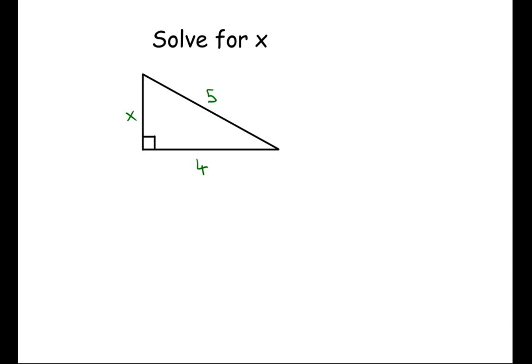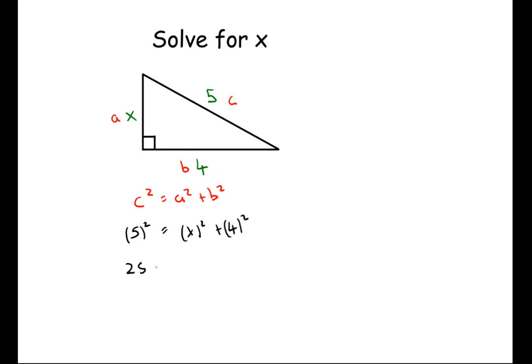Same for the second example. I'm given two sides in a right angle triangle, and I'm asked to find the length of the third side. I write down Pythagoras' theorem. Again, you label C as the longest side, the side opposite the right angle. So this time C is 5, X is A, and that side, 4, is B. Again, it doesn't matter which is A and B. Substitute into the formula. So 5 squared is equal to X squared plus 4 squared.